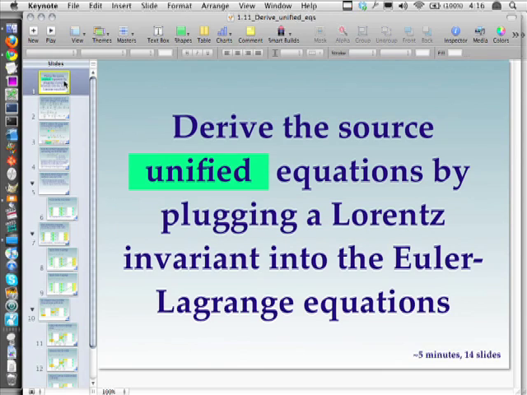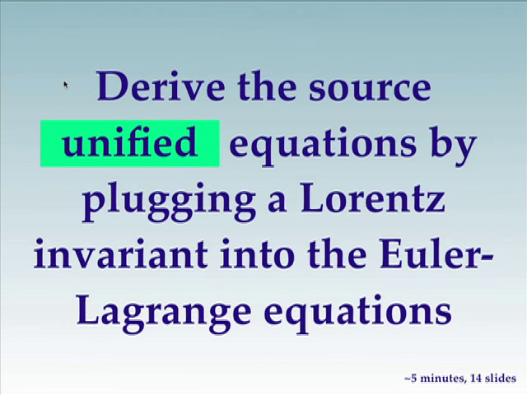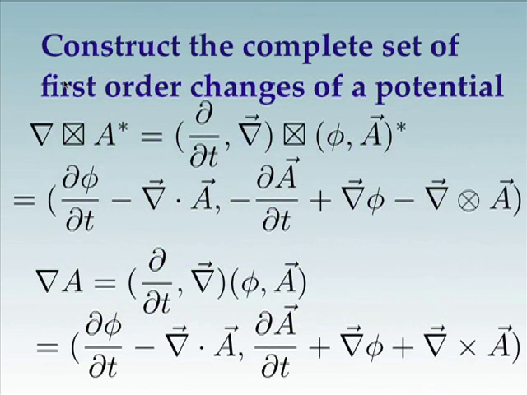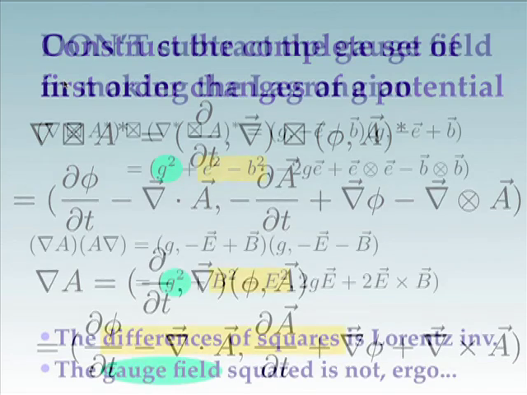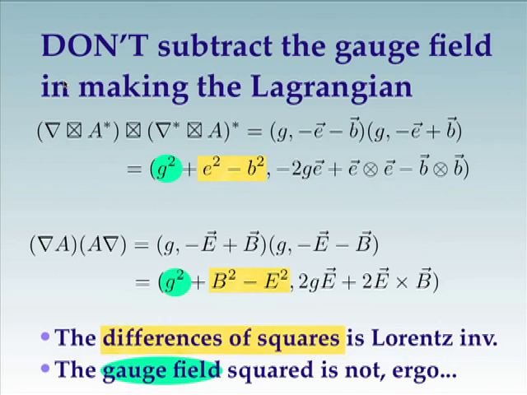Those are the equations on your shirt. And you're probably getting used to my story. I'm going to plug a Lorentz invariant in the Lagrange equations. Okay? So I'm going to construct a complete set of first order potential changes, but I'm going to use both products. I'm going to use both quaternions, and I'm going to use hypercomplex numbers. Okay? But this time, I've got that G field, and I'm not going to subtract it away. Oh, actually, I am, but in a moment.